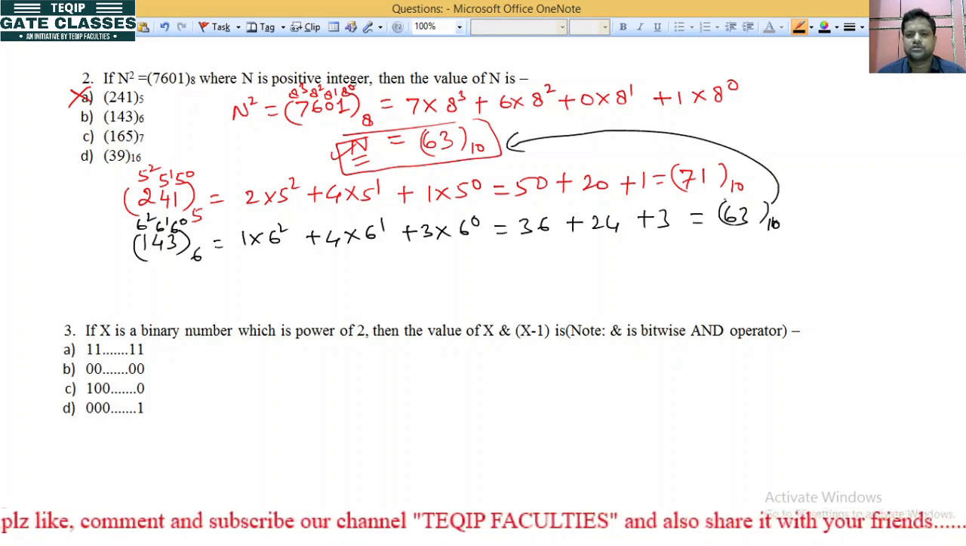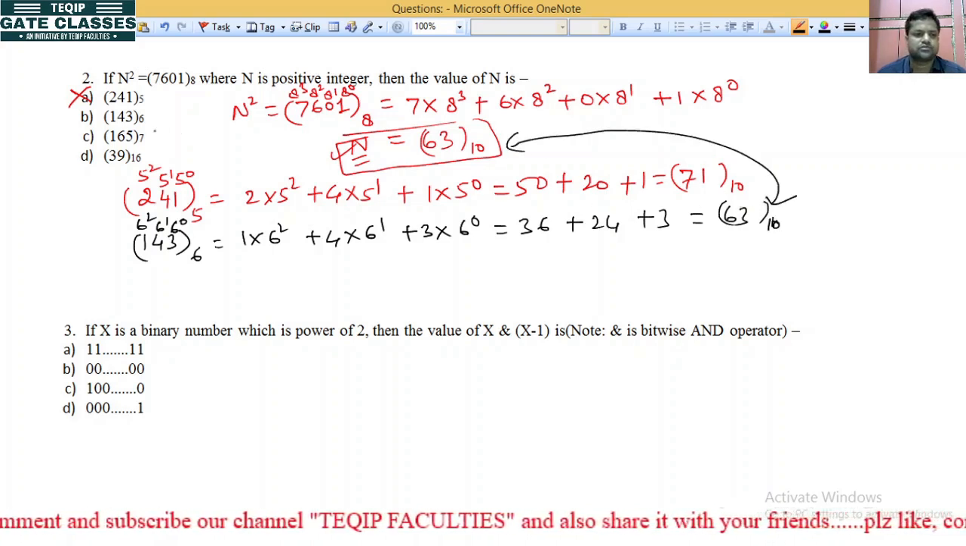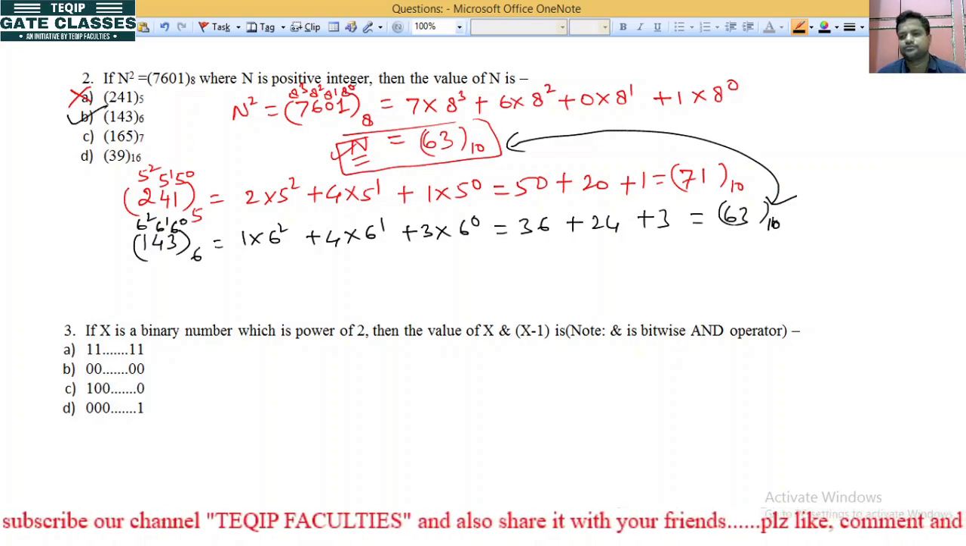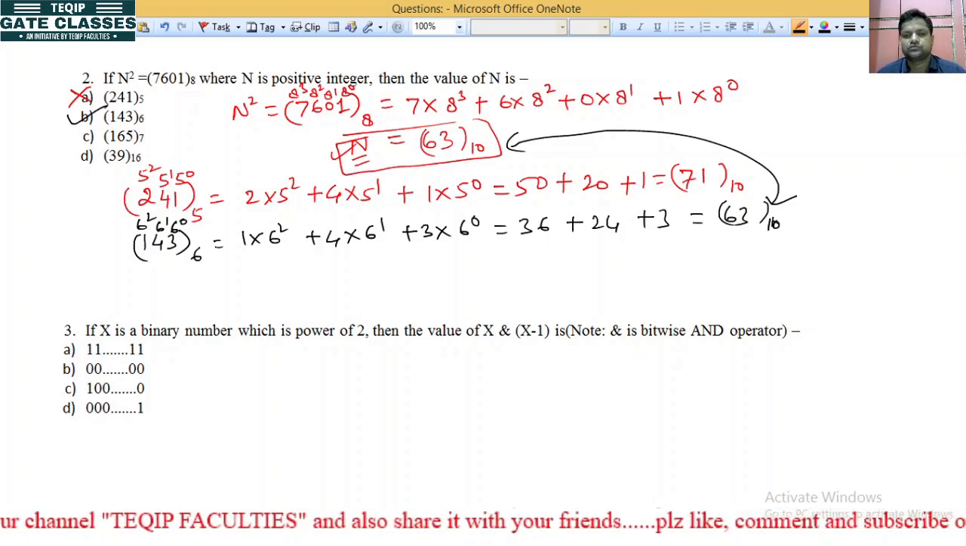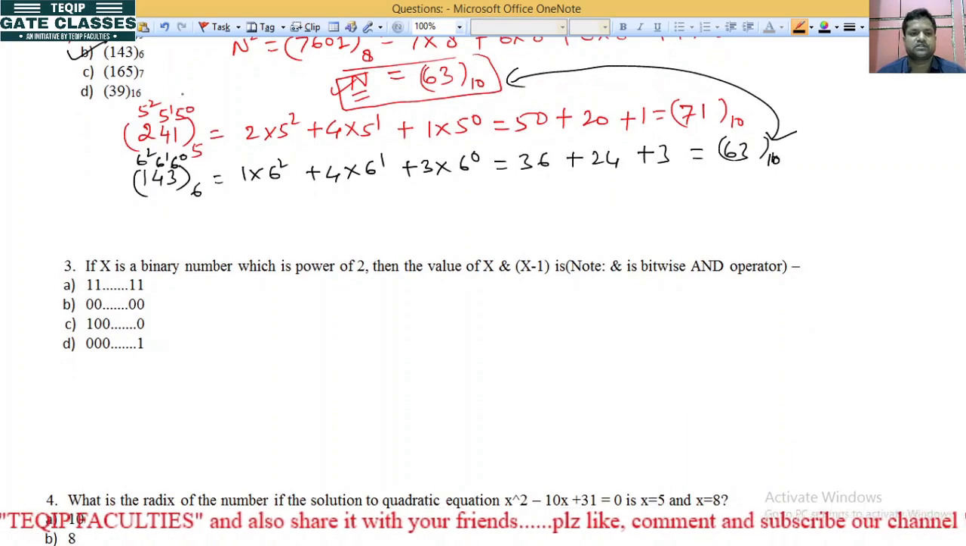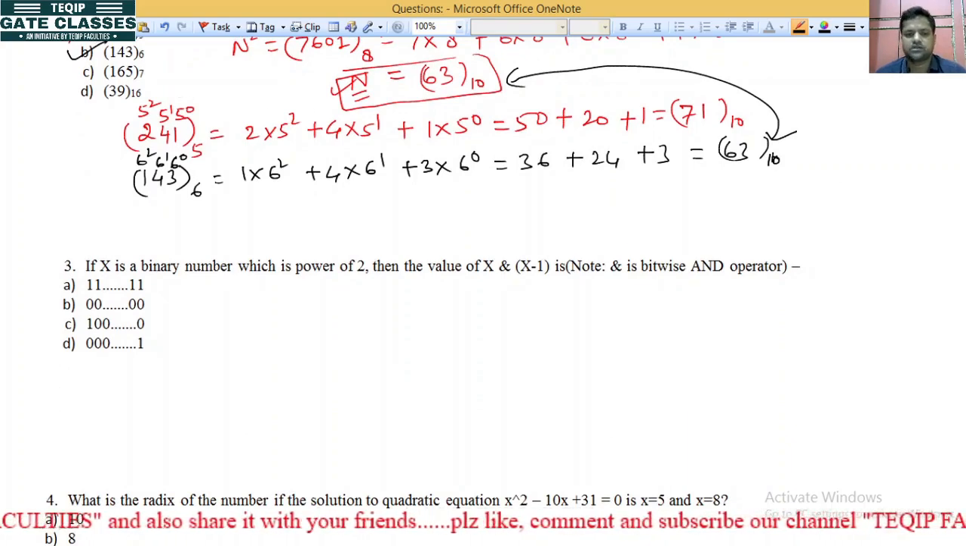So this is equal to this. So which option is correct? B option. Okay. You can check the rest of the options also later.